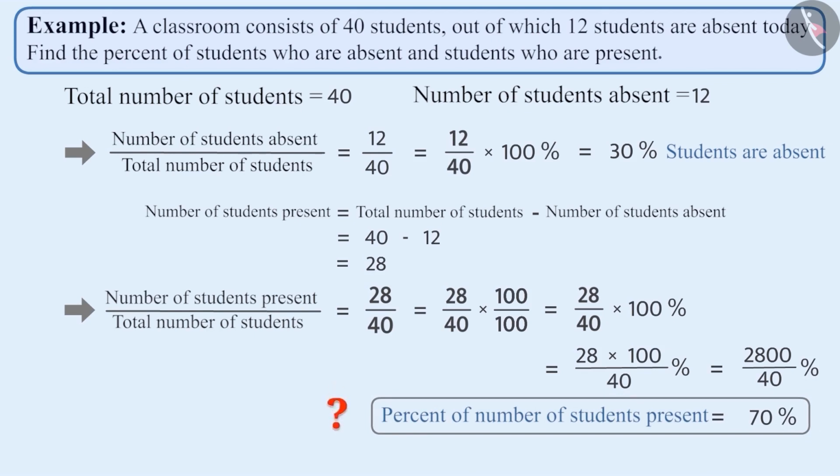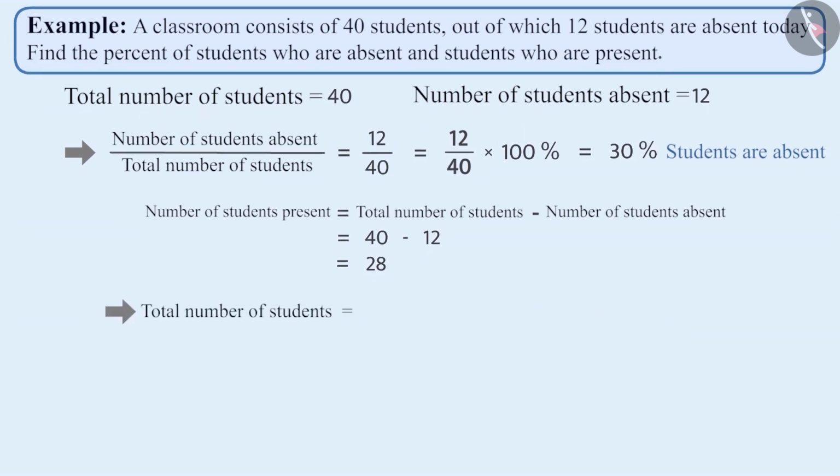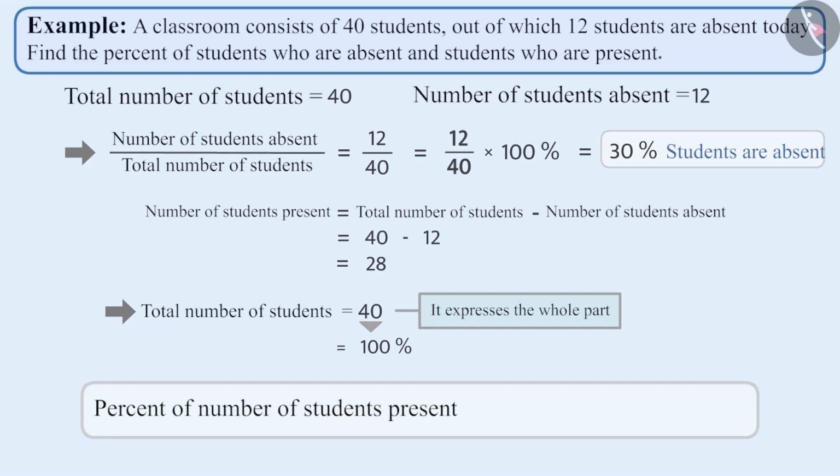We can find the percent of number of students present in another method. Any guesses how? Let me tell you. The total number of students in the classroom is 40. Since it expresses the total or whole part, we can consider it 100%. Since we have obtained the percent of students absent is 30%, we can say that the percent of number of students present is equal to 100% minus 30% is equal to 70%.